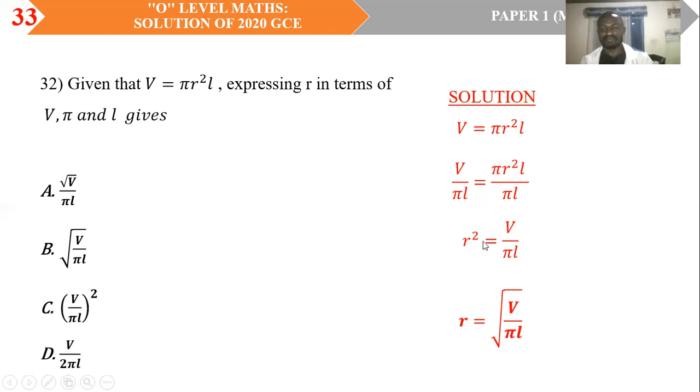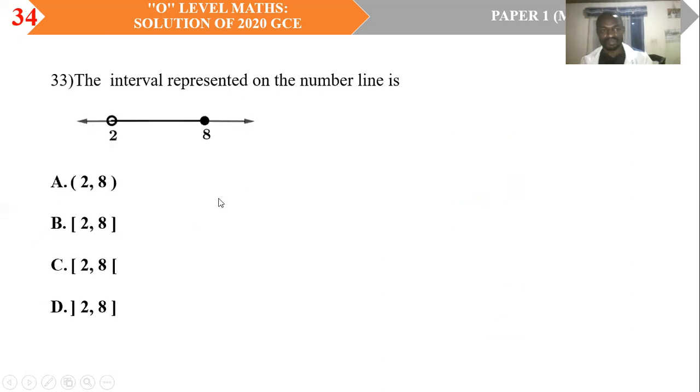Here we make R the subject. How do we remove the square from a variable? We remove a square by taking the square root. So we take the square root on both sides. Taking the square root on both sides, we have R equals the root of V over pi L. Answer B. Question 33. The interval represented on the number line is... this is the interval.